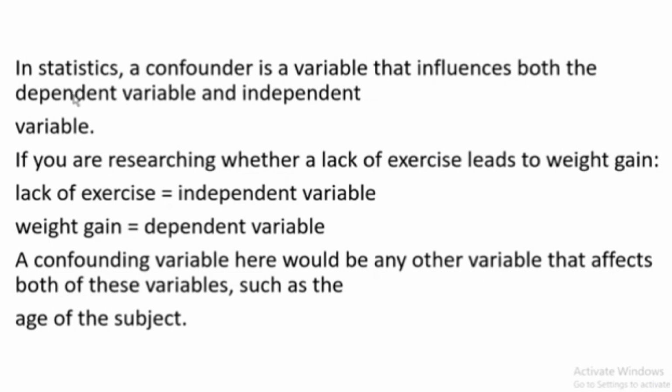A confounder is a variable that influences both the dependent and independent variable. If you are researching whether a lack of exercise leads to weight gain, lack of exercise is the independent variable, and weight gain is the dependent variable. A confounding variable here would be any other variable that affects both of these variables, such as the age of the subject.